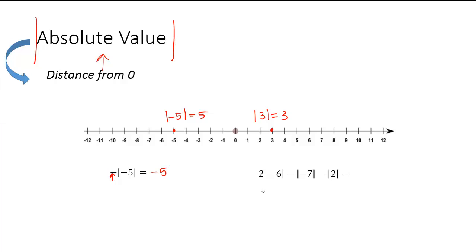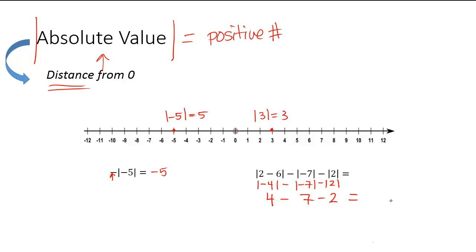Some other examples, a little more complicated. You'd have to use order of operations as well. You can look at the following video on order of operations for more details. But remember, we need to do anything in the brackets first, so that gives us 2 minus 6, which is negative 4. Rest is the same. We can evaluate the absolute values. You'll notice that when you answer something from an absolute value, it always gives you a positive number, because the distance is always positive, no matter if the value inside is negative or not. So you get absolute value of negative 4 is 4, minus 7 minus 2 gives you 4 minus 7, which is negative 3, minus 2 is negative 5.